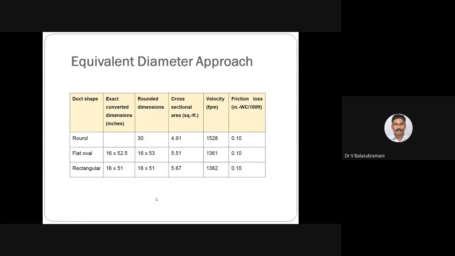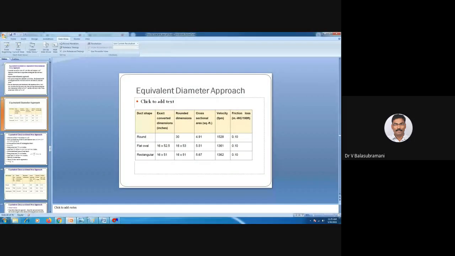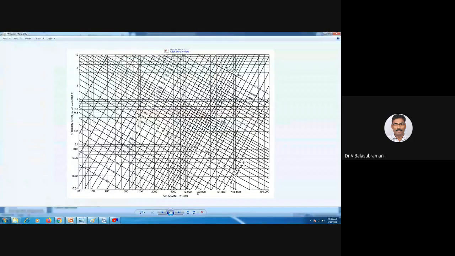That is enough. Next, in the equivalent diameter approach, for the round duct of 30 inches the cross sectional area is 4.91 and the velocity is equal to 1528. How is it calculated? For that we have to use the friction chart. The friction chart is very important in the equal friction method. Let me open the friction chart. This is the friction chart, and I will explain it clearly.